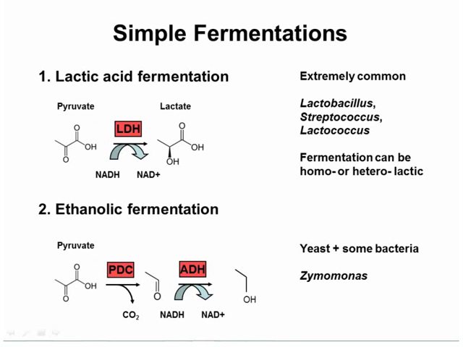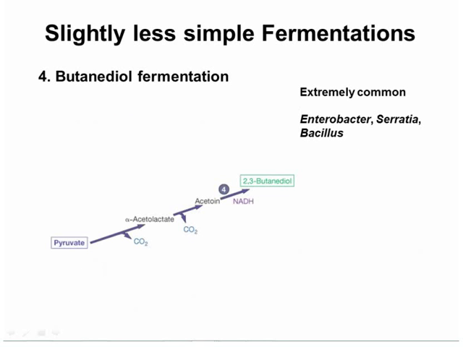Ethanol as well, toxic. So these are the drawbacks, I say. So if bacteria can figure out another way to ferment and produce less of these toxic intermediates, either less acidic product or not produce ethanol but produce something less toxic, then that would be helpful. So one of the ways that this occurs is by butanediol fermentation. Okay, very common. Enterobacter, Serratia, Bacillus. Serratia is the one to remember for this.